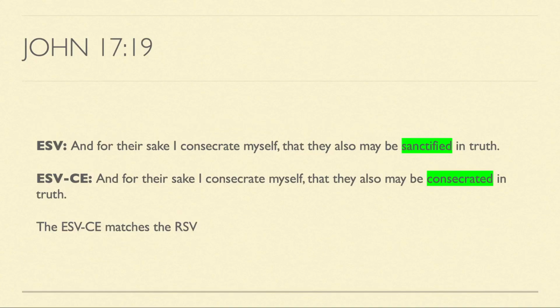In John 17:19, Christ says, "And for their sake I consecrate myself, that they may also be sanctified in truth." Whereas in the CE, it says consecrated in truth. Now, both are acceptable words to translate the Greek. The ESV-CE does match the RSV, and if you will remember from my previous video on changes in the RSV editions, the changing of consecrated to sanctified was a big thing in many passages during one of the early revisions of the RSV.